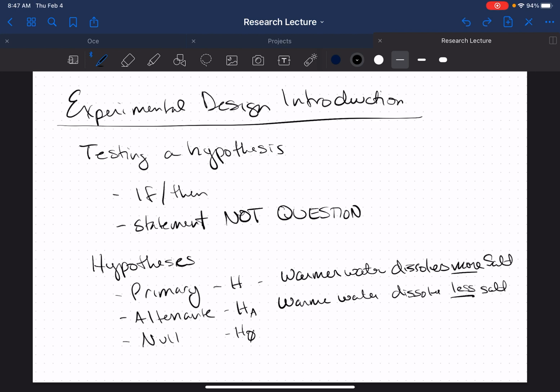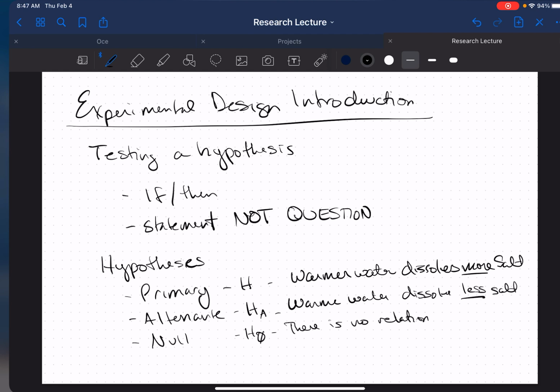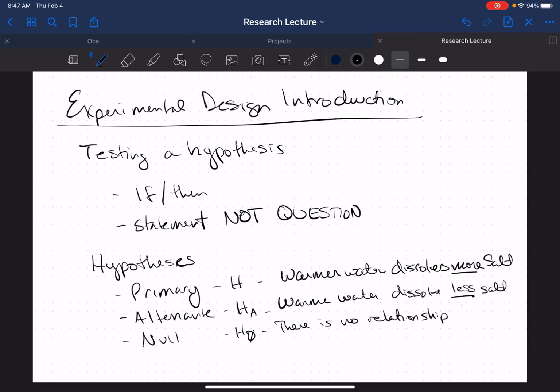The null is pretty simple to write. The null is always: there is no relationship. And you still put out your variables. There's no relationship, in this case, between temperature and dissolving. Okay, so that would be your null. And you literally list them out this way for each hypothesis you're going to do in a project. Once you get to be a real scientist, you don't have to do that.